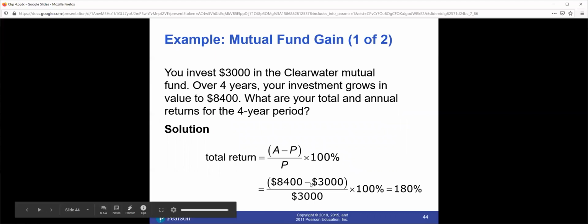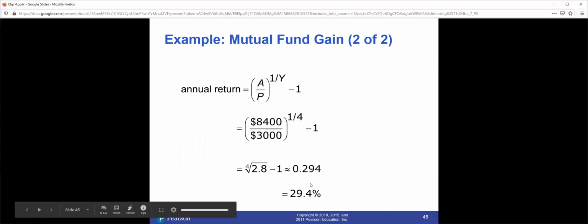You invest $3,000 in a Clearwater mutual fund. Over 4 years, your investment has grown to a value of $8,400. What was your total and what was your annual return for those 4-year periods? Well, your total return is, again, how much money you made based on how much money you originally spent. You put in $3,000, you got out $8,400. That is a gain of 180%. That $3,000 made you 180% profit.